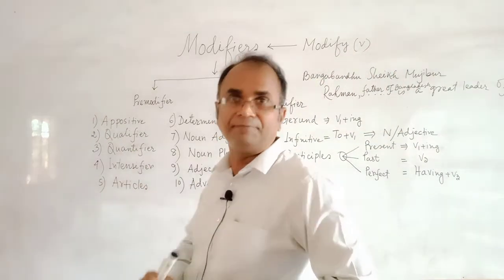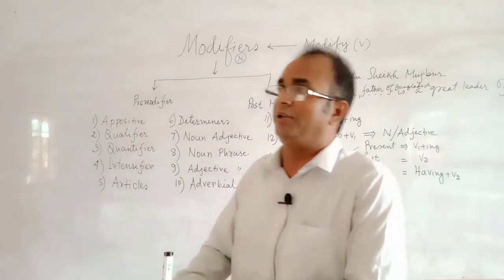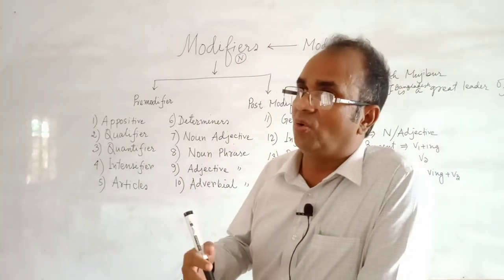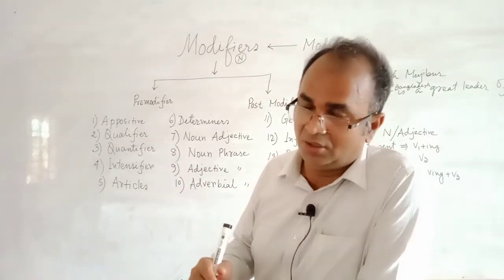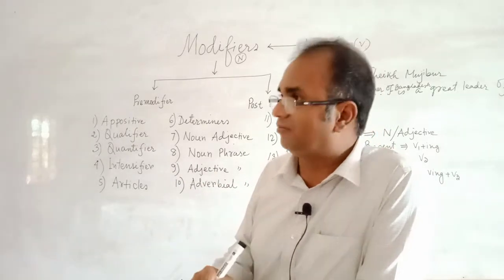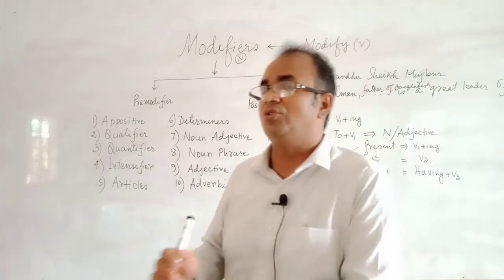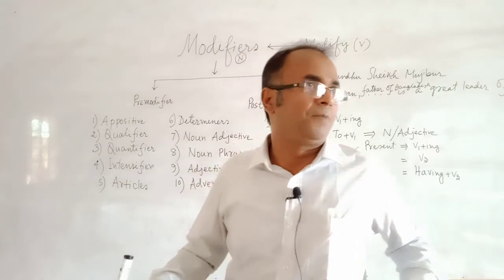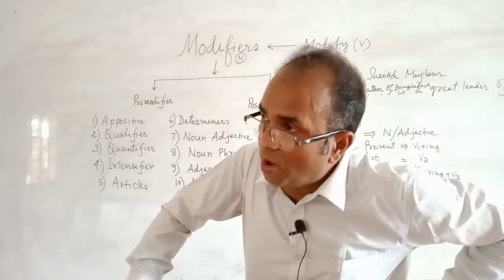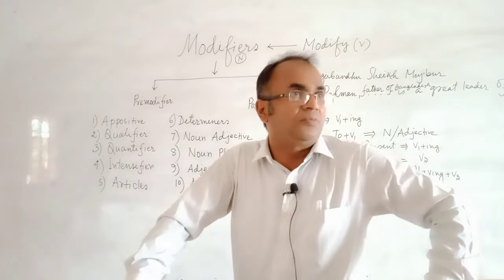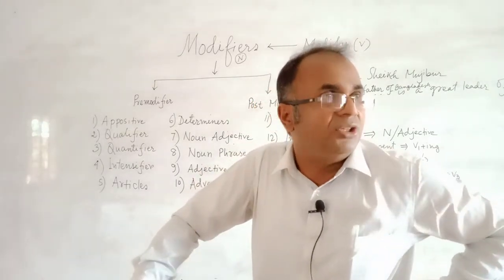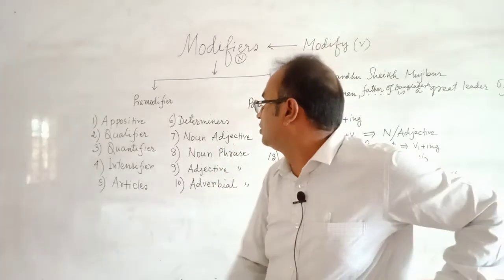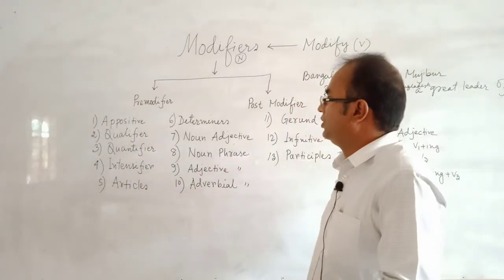Okay. Qualifier. Qualifier is a word which qualifies something: honesty, dishonesty, virtue, etc. This is the word which qualifies something. Honesty, dishonesty, poverty, etc. Such types of words are used in the sentence.